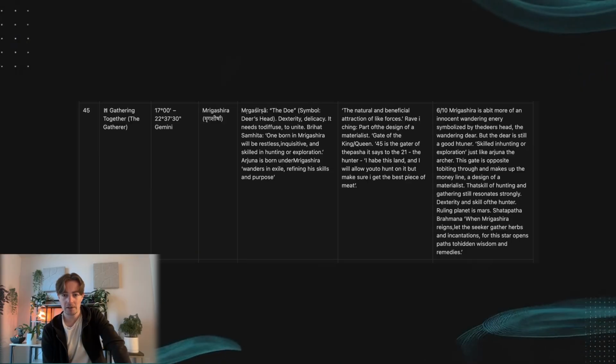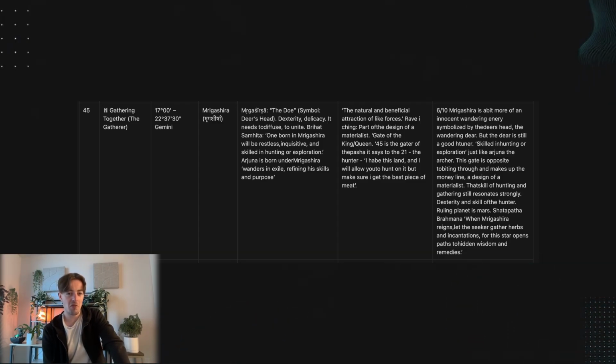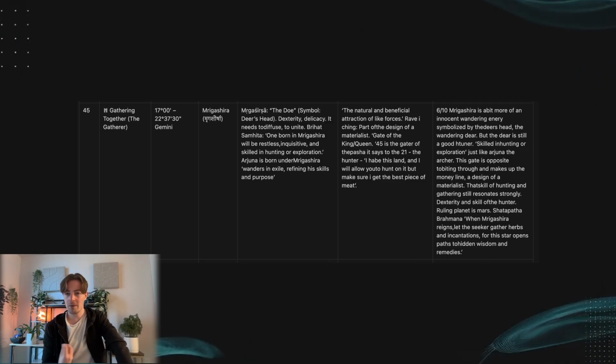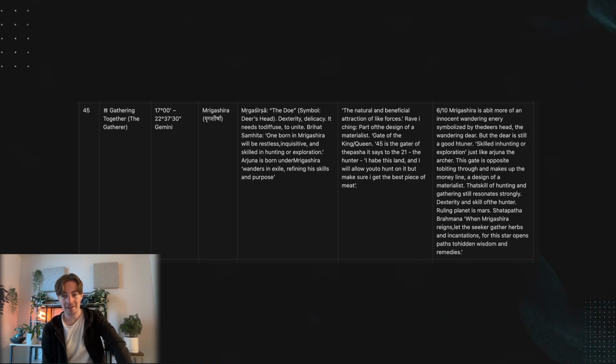It says, I have this land, but I'll allow you to hunt on it to make sure I get the best piece of meat. So this gate of the gatherer, or gathering together, I give it a 6 out of 10 alignment, because with Mrigashira, it's a bit more of an innocent, wandering, swift energy, symbolized by the deer or the deer's head. The wandering deer, the dexterous deer that runs away. The deer is still a good hunter, though. We get that description from the Brihat Samhita that one born in Mrigashira will be skilled in hunting or exploration, just like Arjuna, the archer.